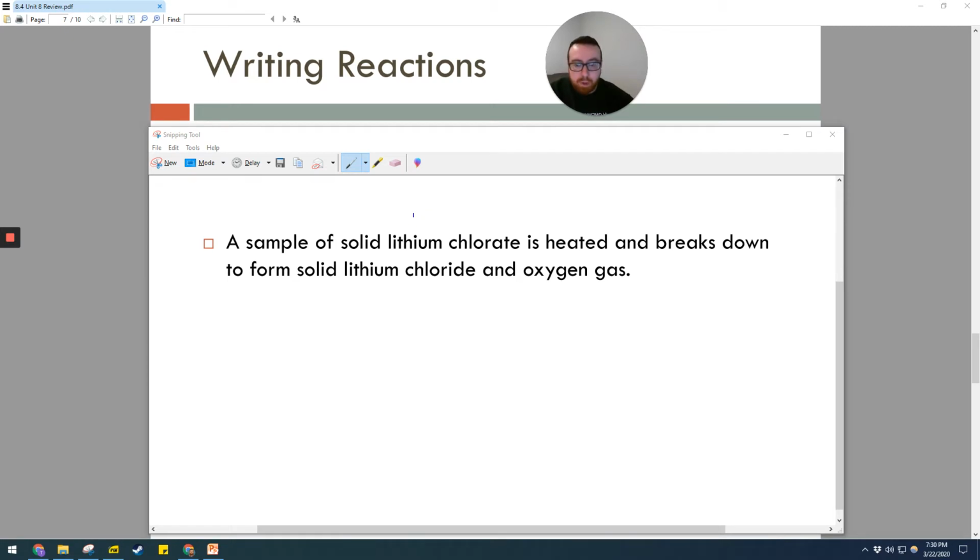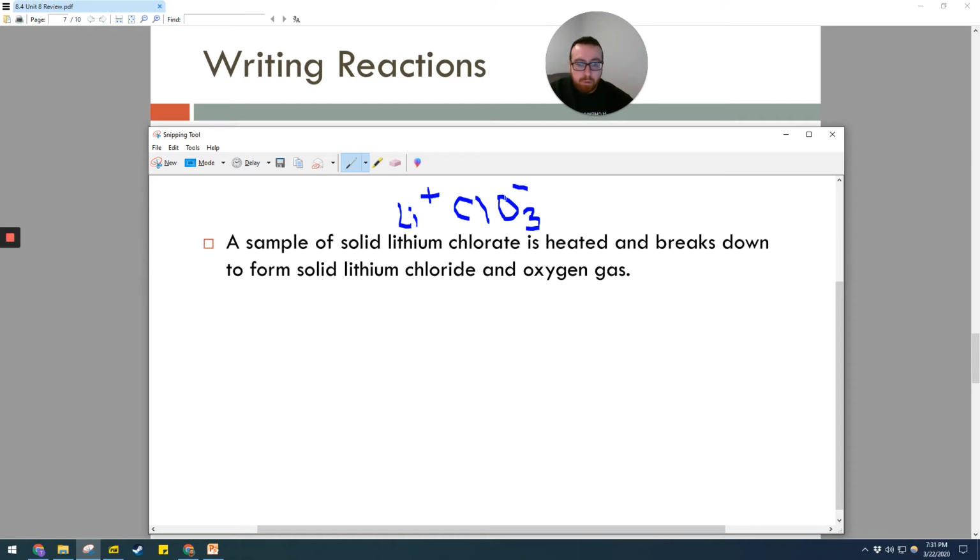So lithium chlorate, we know lithium has the symbol Li. And if we look lithium up in the periodic table, it's in the first group. So we would expect it to want to be a +1 ion. Chlorate is a polyatomic ion with the formula ClO3, and that whole thing has a charge of -1.